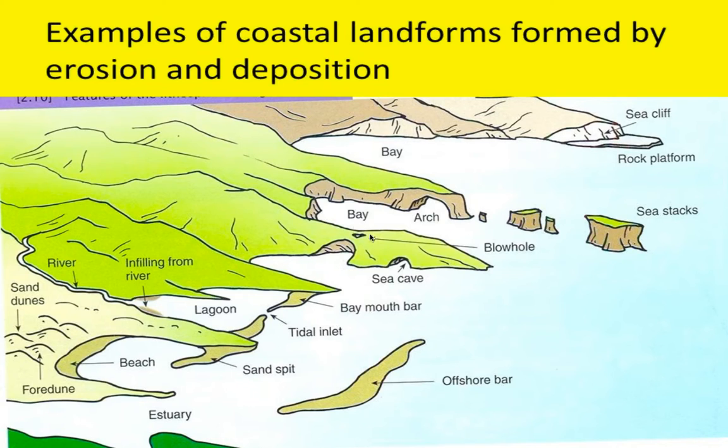We also looked at some of the features along a headland. So things like a blowhole, a sea cave, an arch, stacks and stumps, all erosional features. You should have also had a look at what a wave cut platform is. Again, we'll talk a bit more and go through this during next lesson in detail about what these are.